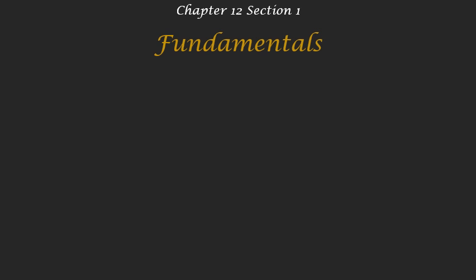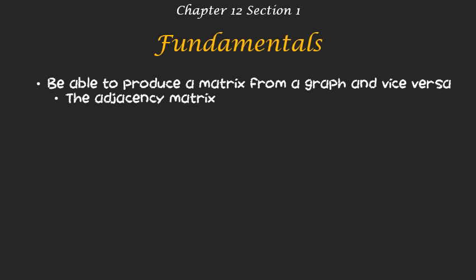In this one, we're talking about more fundamentals of graphs, and in particular, a way to get a matrix from a graph. After this, you'll be able to produce a matrix from a graph and take a matrix and produce a graph out of it, so long as it's the right kind of matrix. In general, there are a lot of different ways to form a matrix from a graph. In this class, we'll only talk about one way, and that's the adjacency matrix.